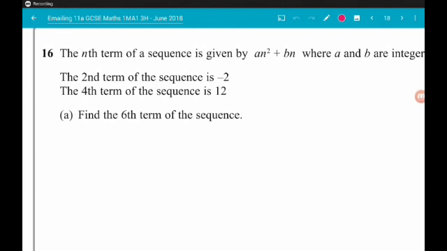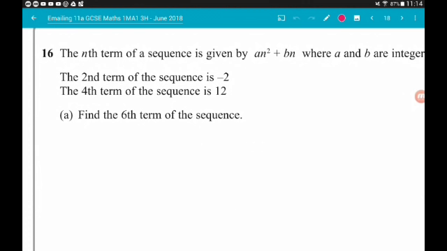Question 16. So, the nth term of a sequence is given by an squared plus bn, where a and b are integers. We're told the second term is -2 and the fourth term is 12. We want to find the sixth term of the sequence. So to be able to do that, we're going to need to work out the values of a and b. To do that, it's going to be simultaneous equations.